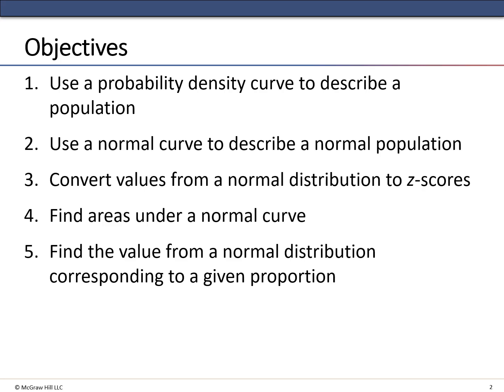In 6.1, we're going to use a probability density curve to describe a population. We're going to use a normal curve to describe a normal population, convert values from a normal distribution to z-scores, find areas under the normal curve, and find the value from a normal distribution corresponding to a given proportion. We're going to put these all in context of a statistical study, or why we use them and what this provides.